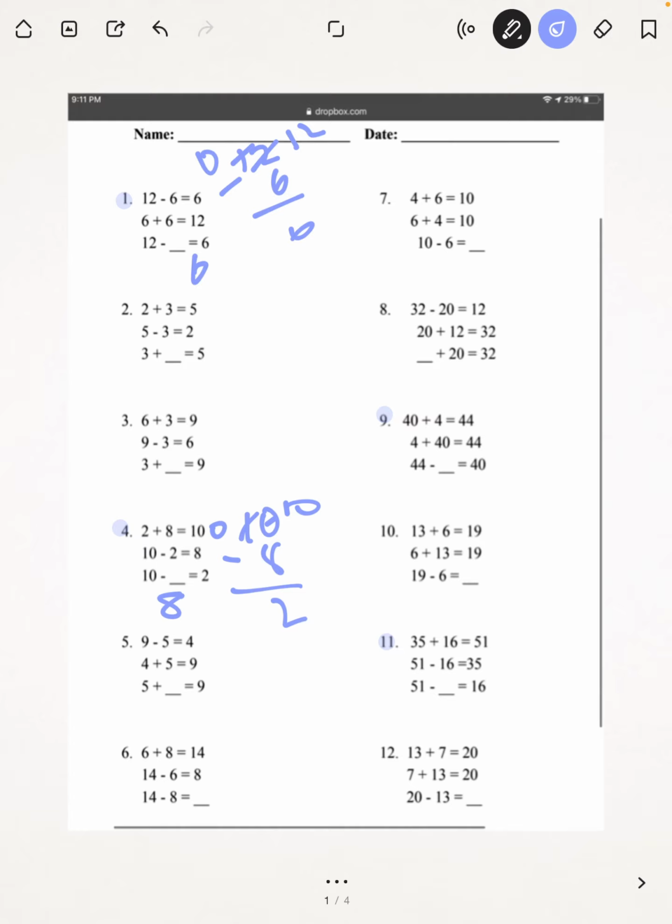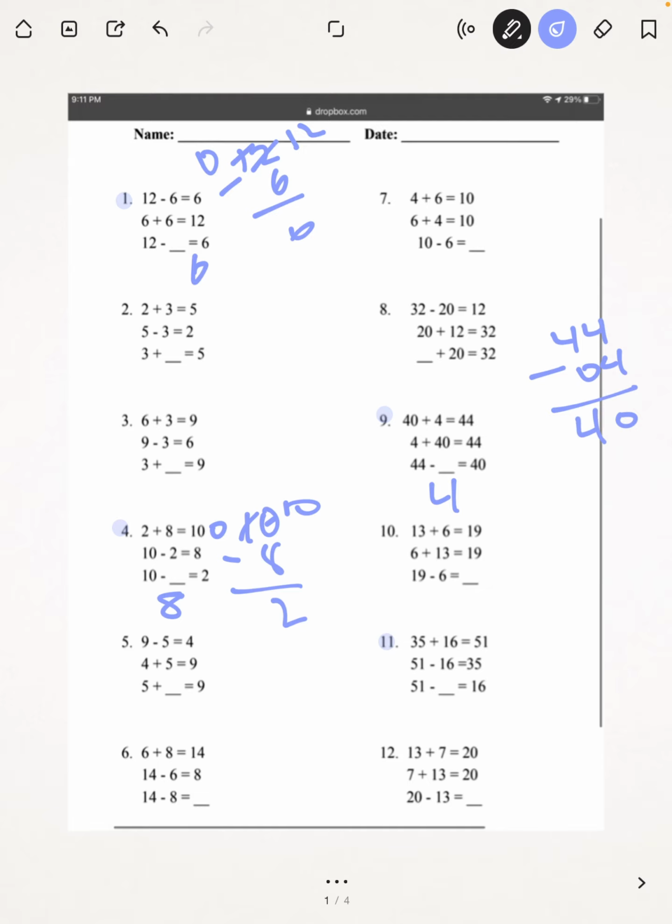Okay, 40 plus 4 equals 44. 4 plus 40 equals 44. 44 minus something equals 40. Missing number is 4. Could test by doing 44 minus 4. 4 minus 4 equals 0. Just pretend there's 0 there. 4 minus 0 equals 4. It does equal 40, so that is 4.